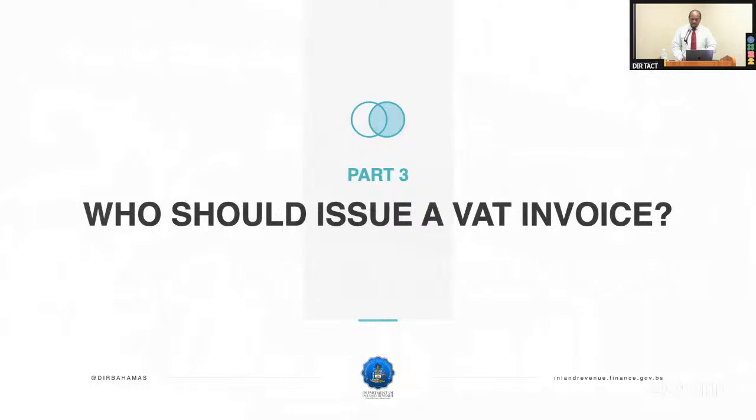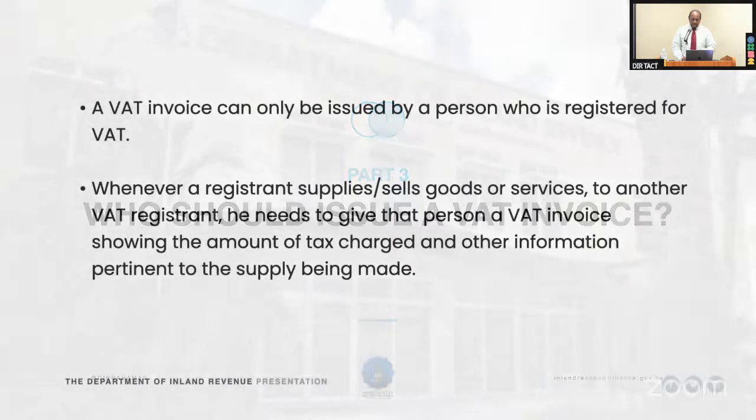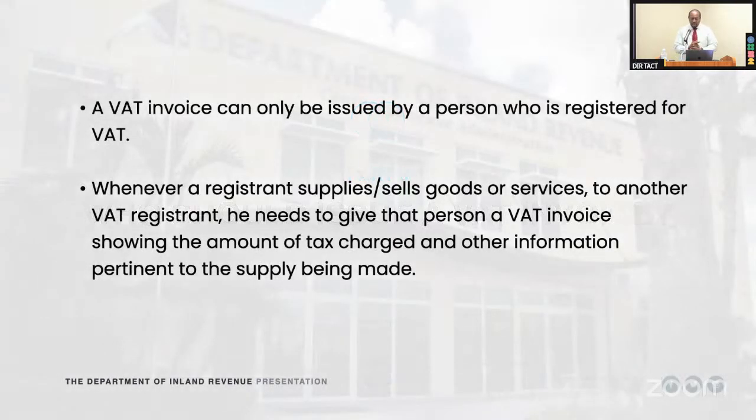So who should issue a VAT invoice? A VAT invoice can only be issued by a person who is registered for VAT. I'm going to be repeating this a couple times today because I need this to stick with persons. If you go into a business establishment and you are being charged VAT, and they do not have proof that they are a registered VAT registrant with the Department of Inland Revenue, you are not required to pay that business VAT. If they come back later and say to you, well, I'm registered, that's on them, but there is certain proof that they have to show that they are registered for VAT.